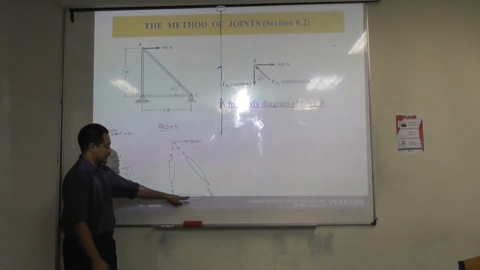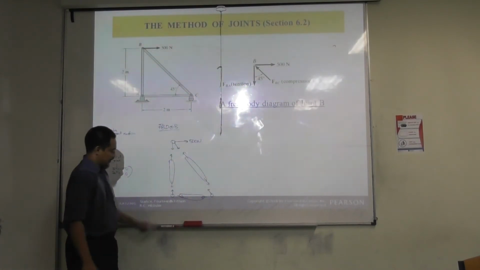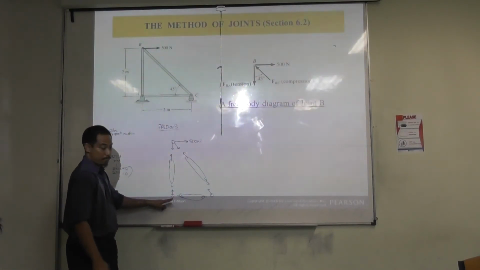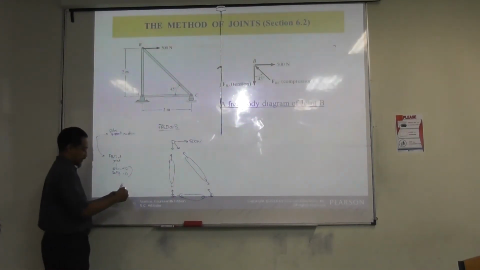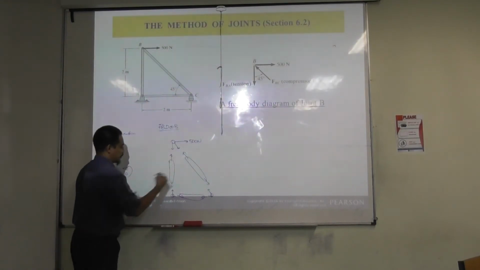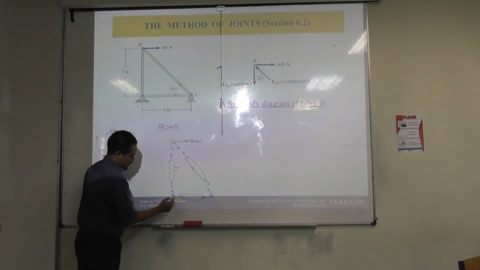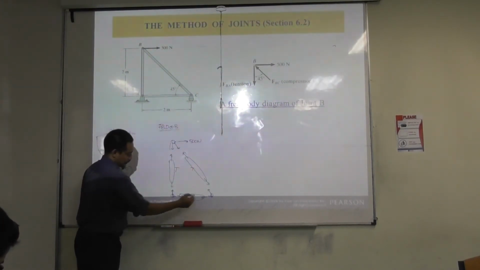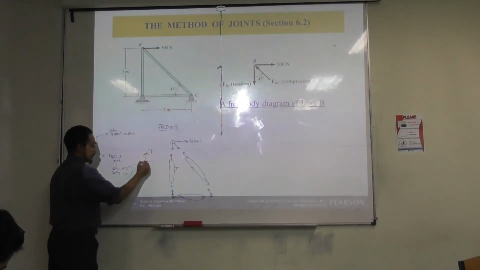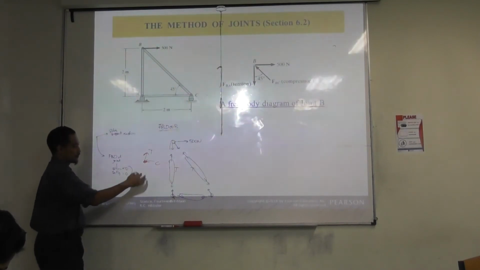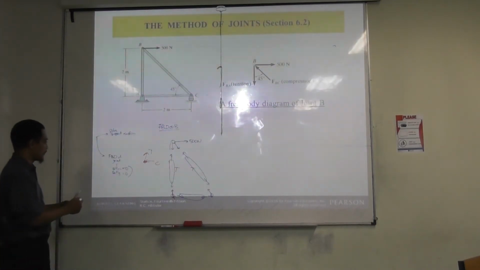Let's say if you consider this as compression, meaning this is an example, right? Then what will happen here? Go like that, right? Now, what I'm showing here is that if you consider tension, you will notice that it goes out from the joint. Tension, it goes out. Compression, it goes in. So simply going out, tension; going in, compression. Right?